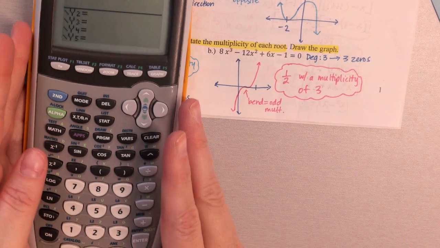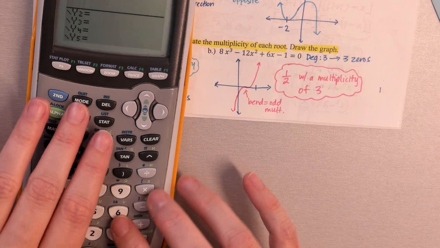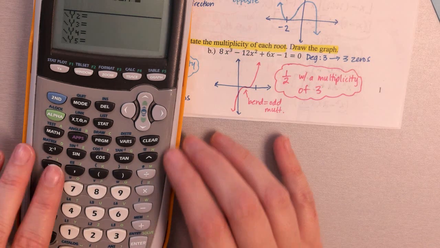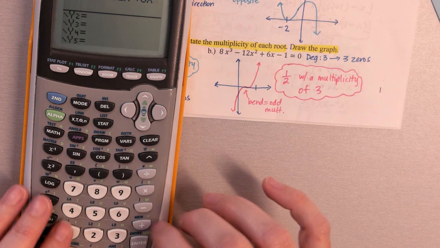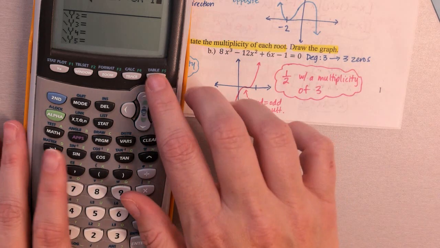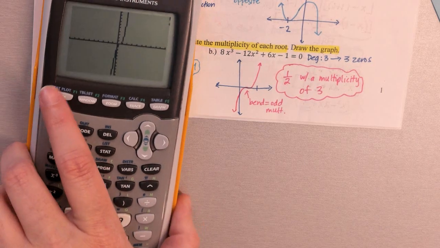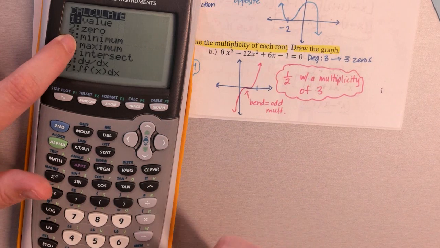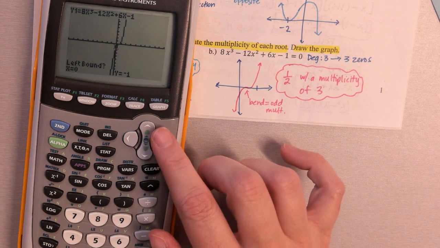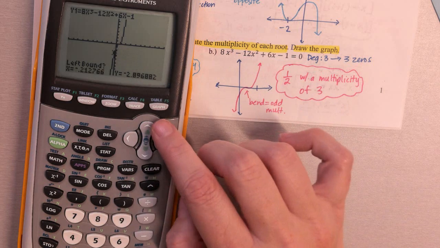So if you have 8x cubed minus 12x squared plus 6x minus 1, you can graph it. And then from there, there's the 0 function. So you can go to second calc and you can do the 0 this way. It's going to ask you the left bound. So if the 0 is on the x-intercept, just go a couple to the left.